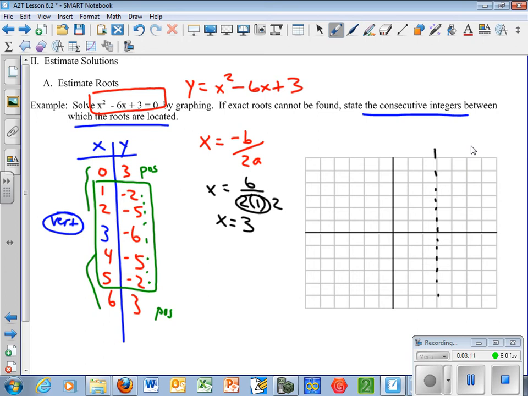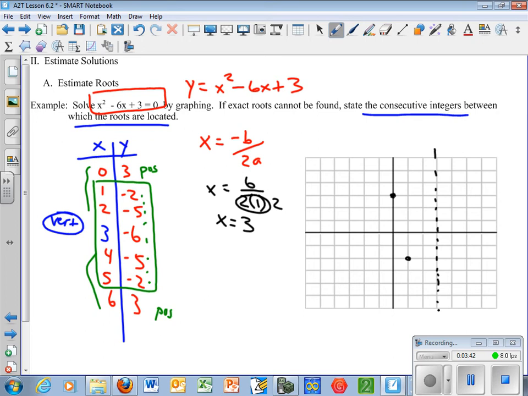So let's plot 0, 3. Let's plot 1, negative 2. 2, negative 5. 3, negative 6. 4, negative 5. Whoops, I only went down to 4. Let's fix that. Let's actually fix that. My mistake there.